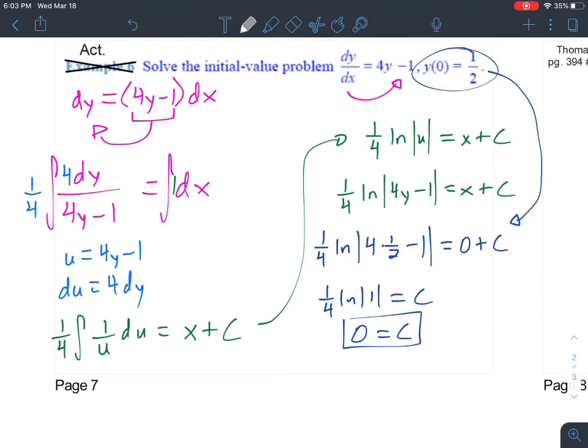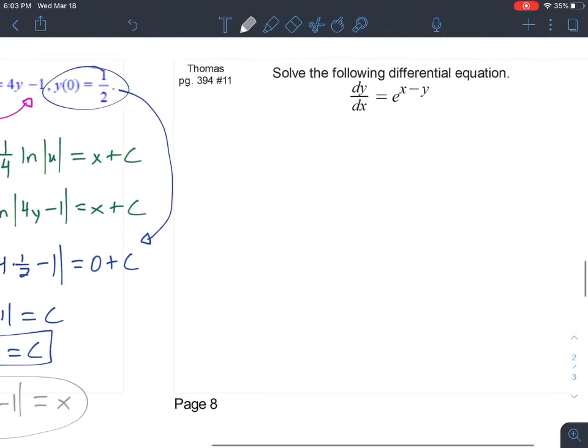We need to substitute this then into our equation that we found earlier. So it turns out that we will have 1/4 natural log of the absolute value of 4y minus 1 equals x.